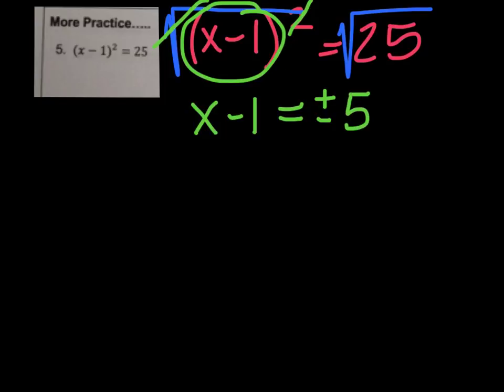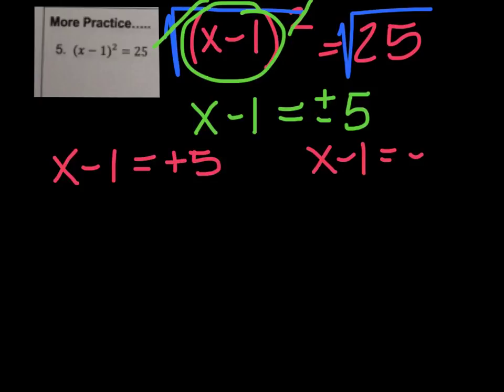Okay, but the x is not by itself, so this one is a little bit different than what we've been doing before. Now we actually have to set up the equation with a positive 5 and with a negative 5. So it's going to be x minus 1 equals a positive 5, and x minus 1 equals a negative 5. And now we get to get the x's by themselves and move things around.